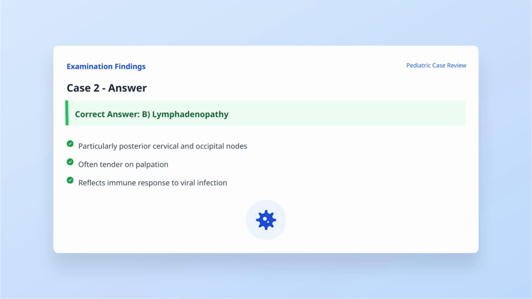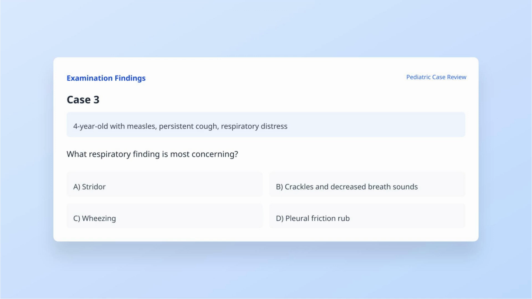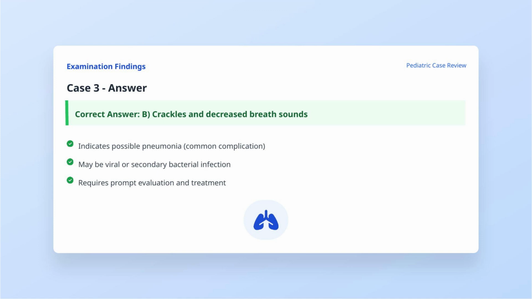A 4-year-old with measles presents with persistent cough and signs of respiratory distress. On chest examination, which finding would be most concerning for a serious complication? A, stridor, B, crackles and decreased breath sounds, C, wheezing, or D, pleural friction rub? The correct answer is B, crackles and decreased breath sounds.